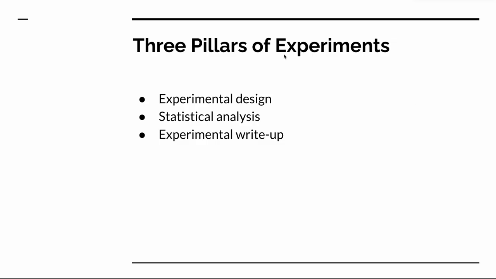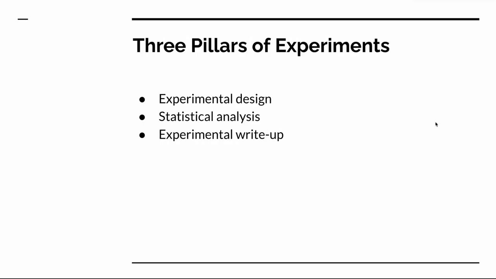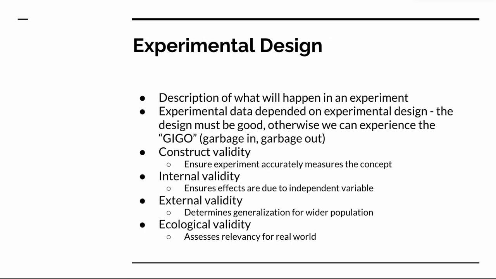Okay, so finally getting to the three pillars of experiment. Actually, the example I was talking about before could be the design. The design part could be about this order I was talking about. The pillars are the experimental design, the statistical analysis of the results, and the write-up, some summaries, the final article. More specifically, the experimental design is a description of what will happen and how we're going to approach the experiment.